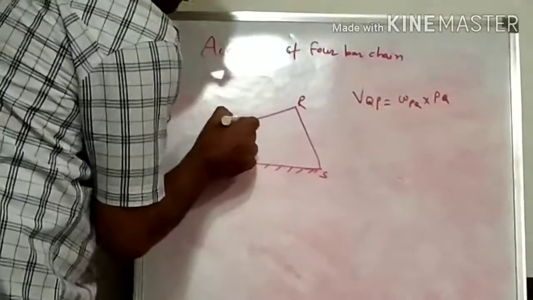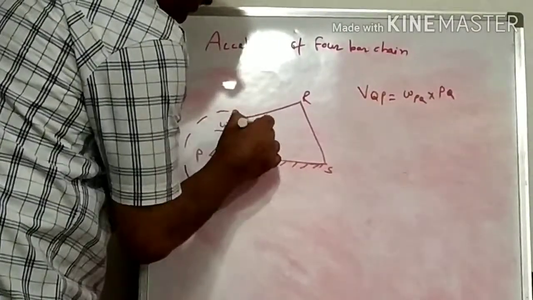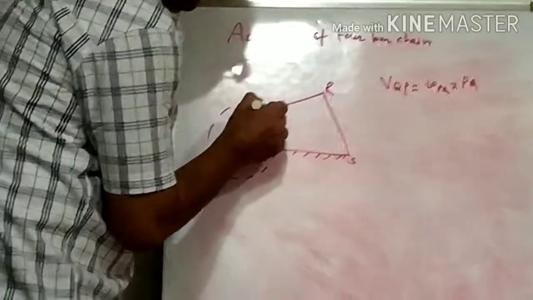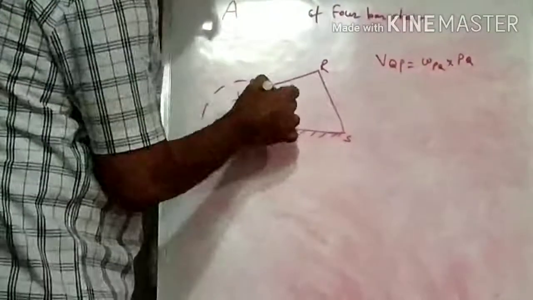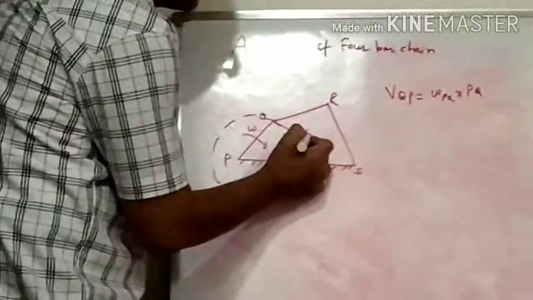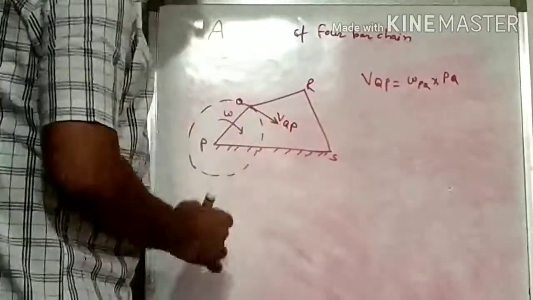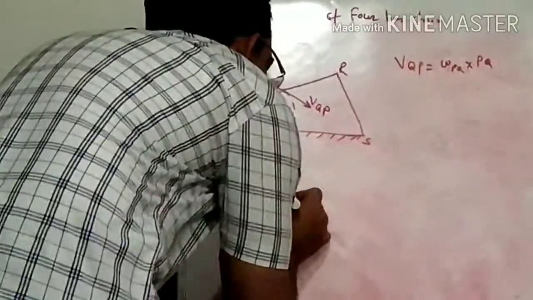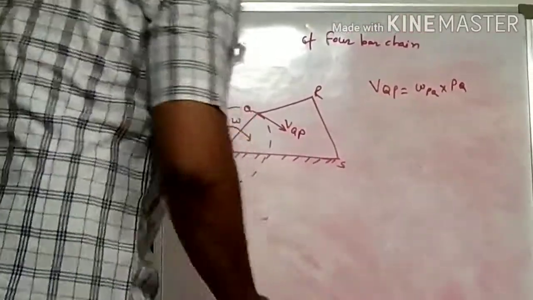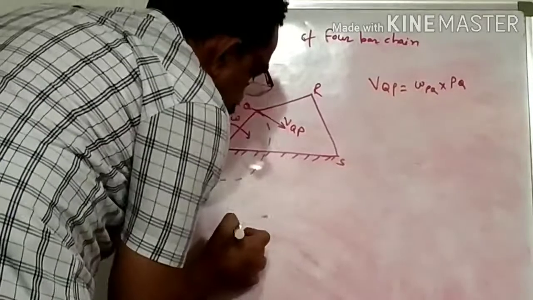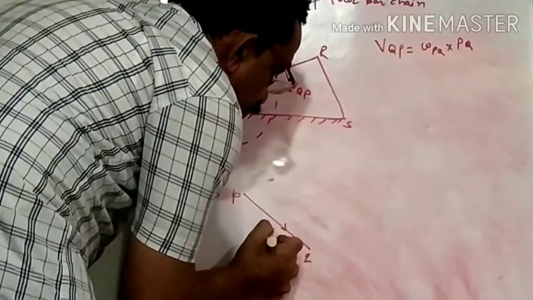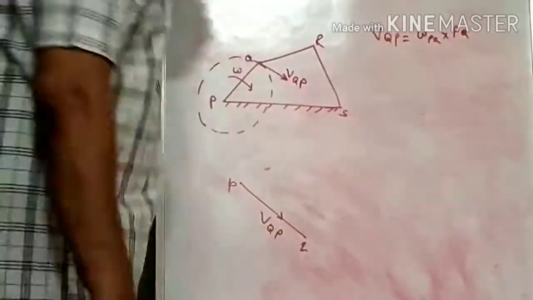Here point Q is moving around point P, so the linear velocity of point Q is always tangential to the circular path, that is, perpendicular to link PQ. This is the direction of the velocity of Q with respect to P. So first mark the position of point P and draw the vector PQ perpendicular to link PQ. Vector PQ represents the velocity of Q with respect to P.